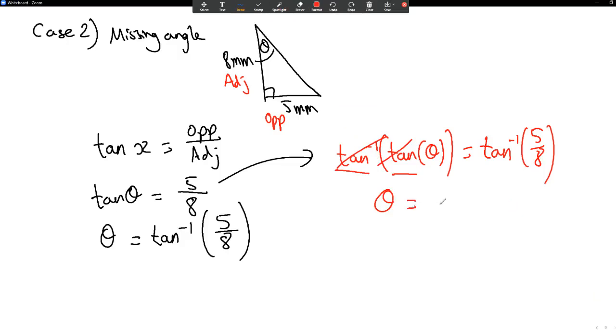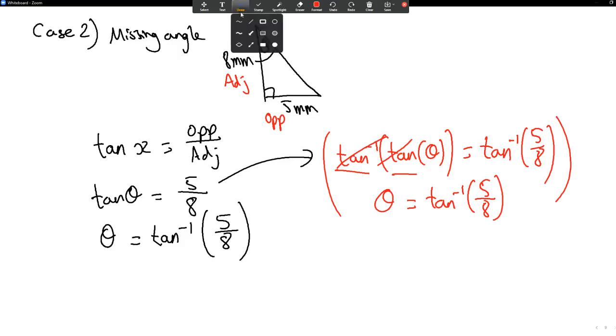And you just get theta equals tan minus 1. Again, you don't really need to know that. You just need to know that you can flip this around. So you can move the tan from one side to the other if you apply the inverse function. And on your calculator, if you press shift and then the tan, you'll be able to get that inverse function, and you'll be able to calculate the value. Okay.